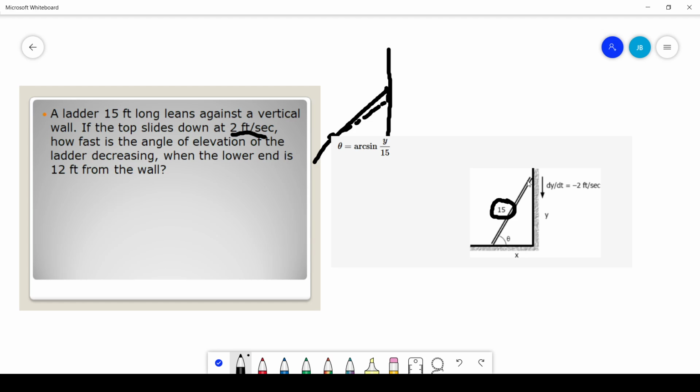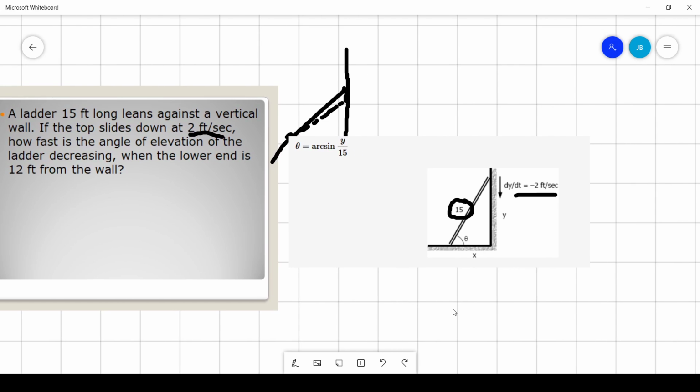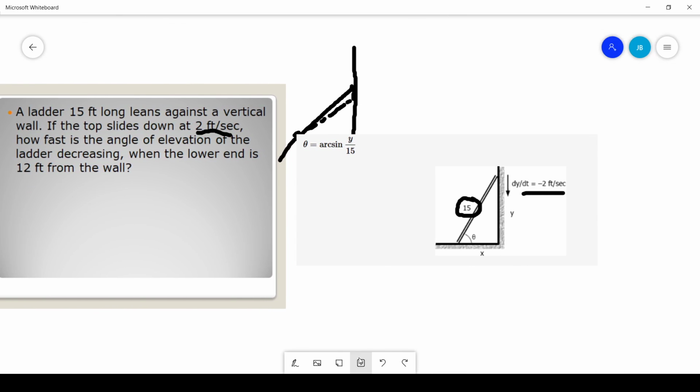This is the wall. And then, nag-slide ang ladder down in 2 feet per second. So, if it slides down, obviously, that's negative, right? It slides down, man. Okay. All right. So let's go back. When the lower end is 12 feet from the wall, we will go there later. But for now, we are going to make an equation first.